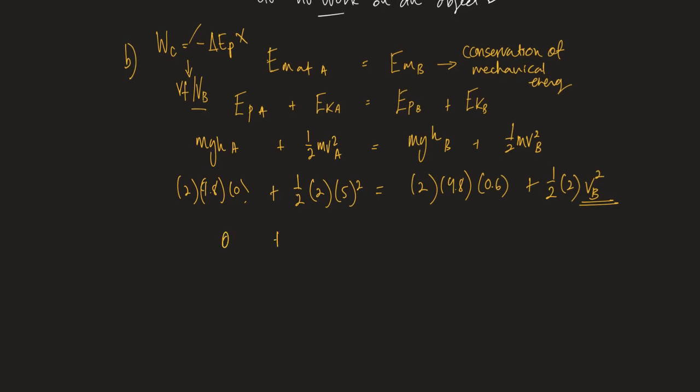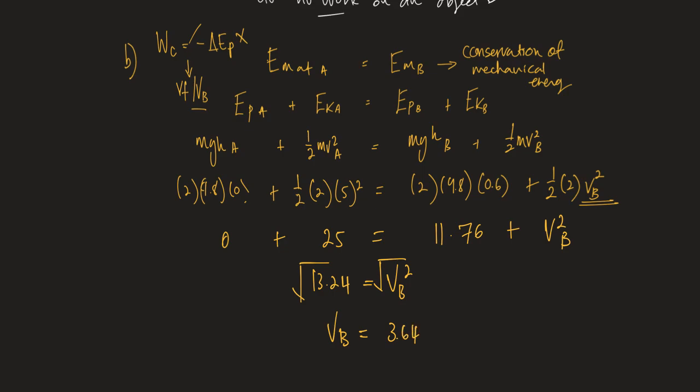So now I've got 0 plus 25 is equal to 11.76 plus a half times 2 is just V squared B. Alright, I sort all my information out and I'm left with 13.24 is equal to VB squared, square root both sides, and V at point B is then equal to 3.64 meters per second in the direction of motion. And that is how you would get the final velocity.